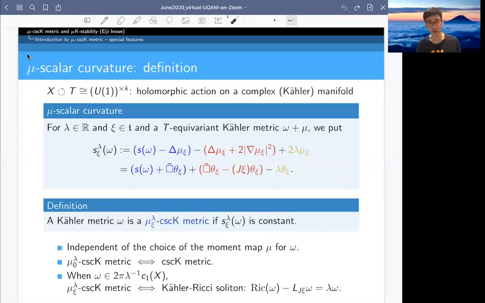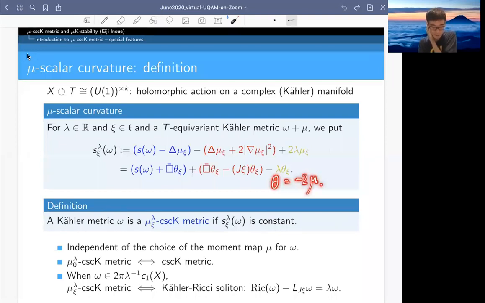And for a real number lambda and a vector c, we introduce S lambda c of omega, which we call mu lambda c scalar curvature, which is defined by this equation. You don't need to remember this equation, as I will not get into the details of the arguments. So you just need to remember these remarks. Okay, I will explain. And I will use this Kählerian convention, where theta c denotes minus two times mu c. It's better to remember this, minus two times mu.